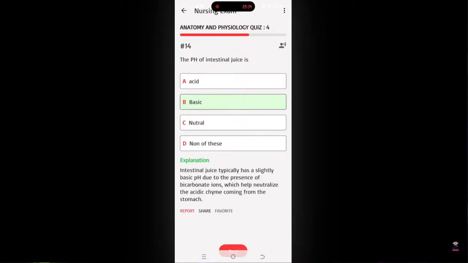Correct answer. Intestinal juice typically has a slightly basic pH due to the presence of bicarbonate ions, which help neutralize the acidic chyme coming from the stomach.